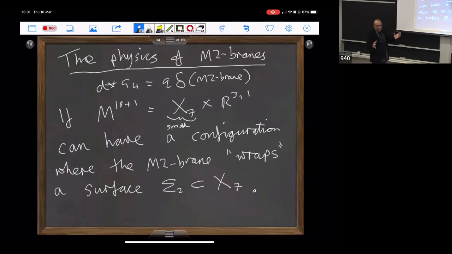Well, remember, this X7 is very small. So if I look at this membrane from a long way away, I really would only see a particle, because its dimensions are hidden in the extra dimensions, and we don't have a collider or a microscope big enough to excite the extra dimensions yet.